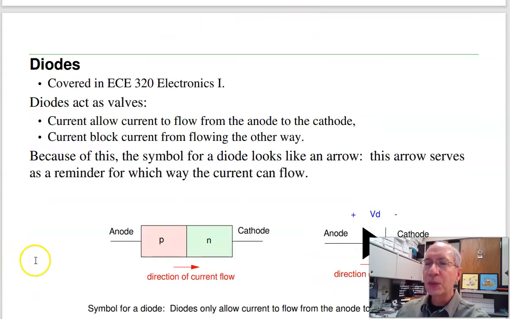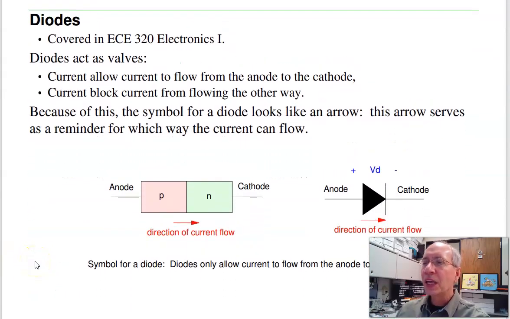So, starting out with diodes. An LED is a type of diode. Let's back up a sec. Let's talk about diodes in general. Diodes are a topic covered in 320 Electronics 1, and diodes act as valves. What they do is they allow current to flow one way, but not another.